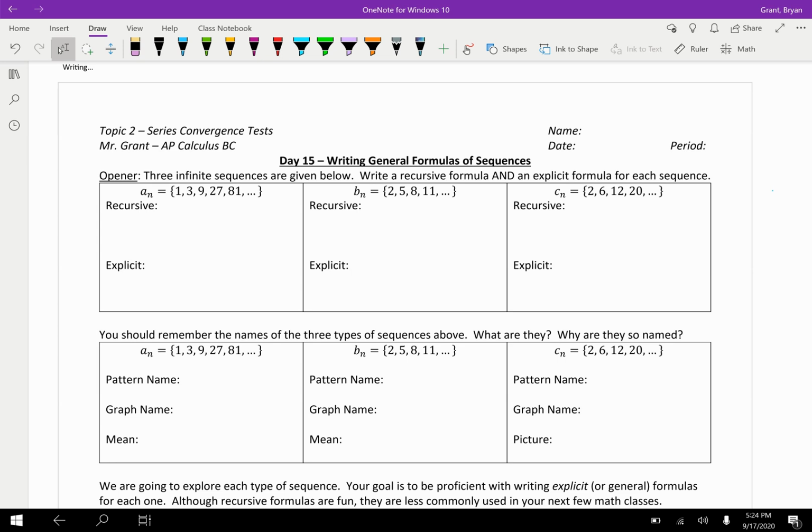We've learned everything we really need to know about the types of sequences, recursive versus explicit in terms of formulas. What we're really going to do today is work backwards. So last class you went through and you had a formula, whether recursive or explicit. You plugged in values to find the first term, second term, so on and so forth. Today we are going to go the other way. You're going to have a sequence and you're going to write a recursive and or an explicit formula for it.